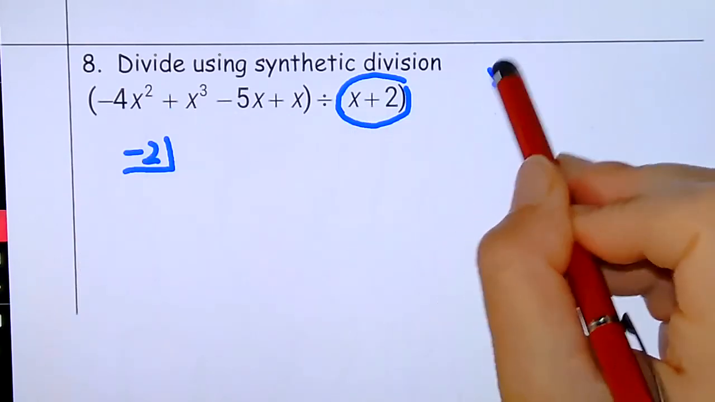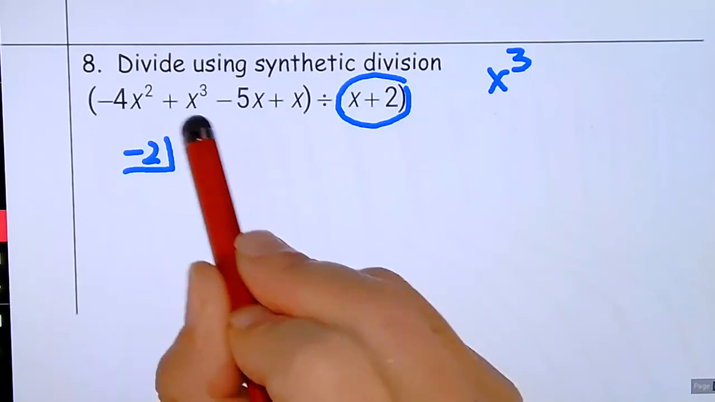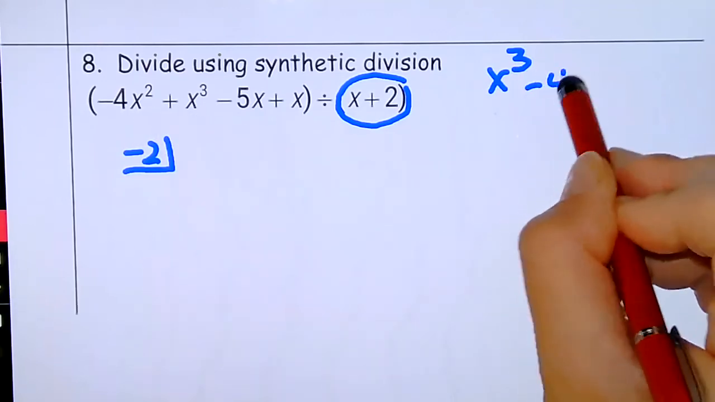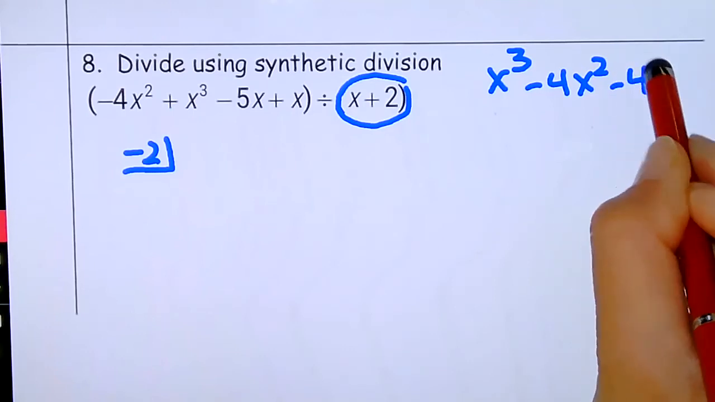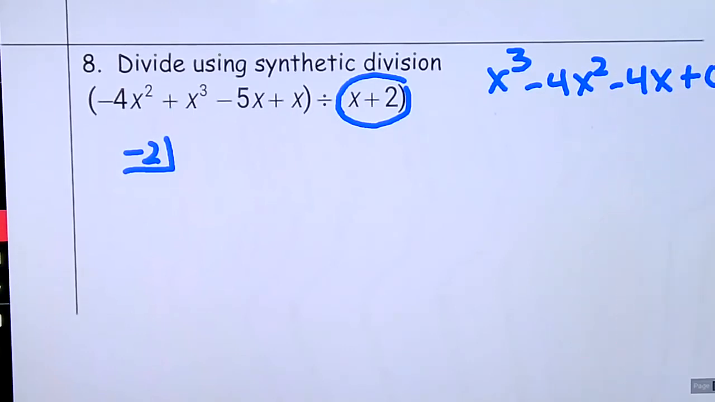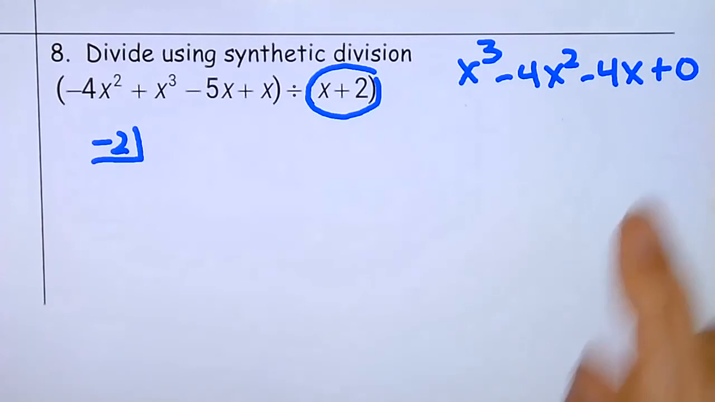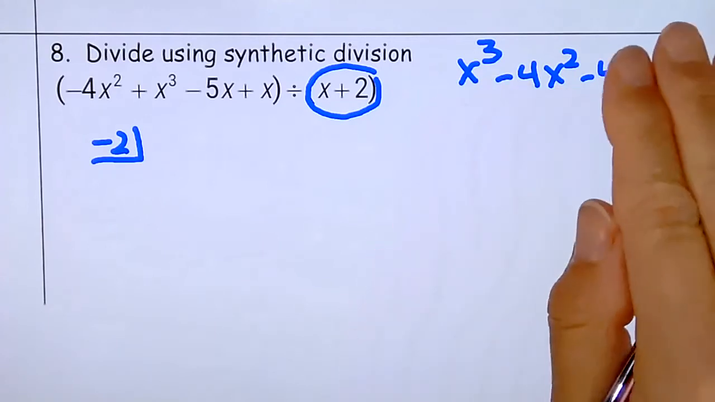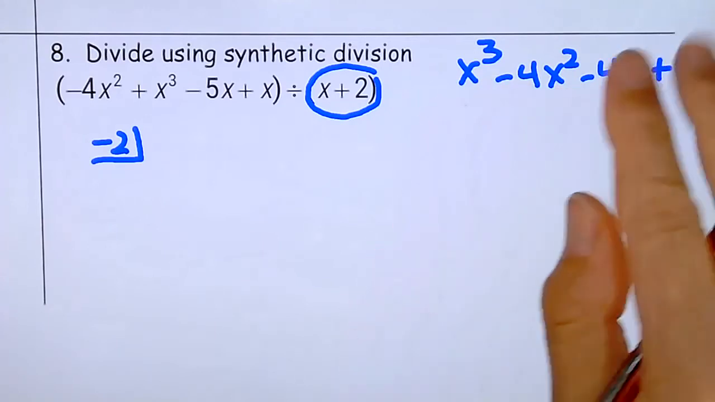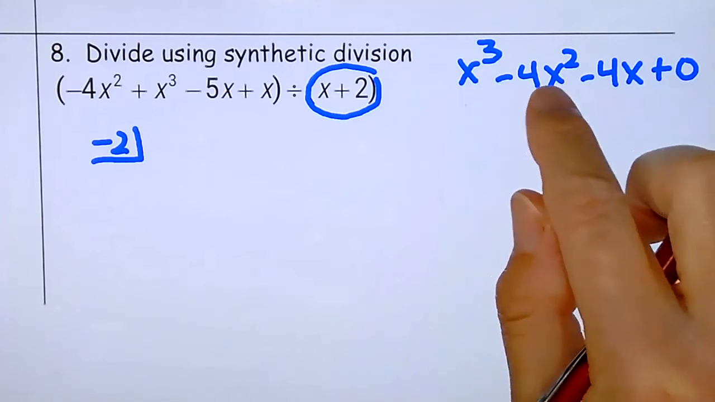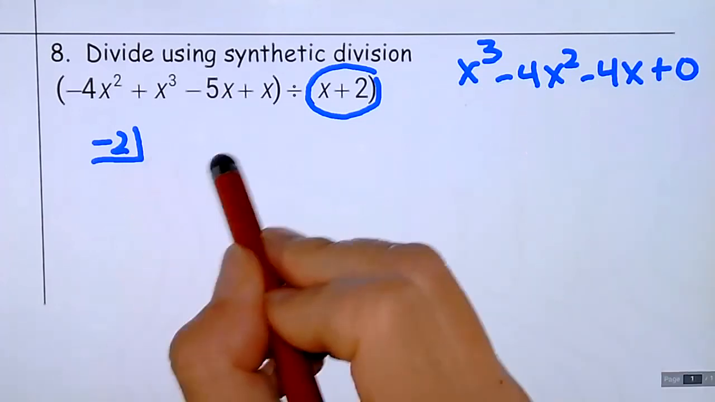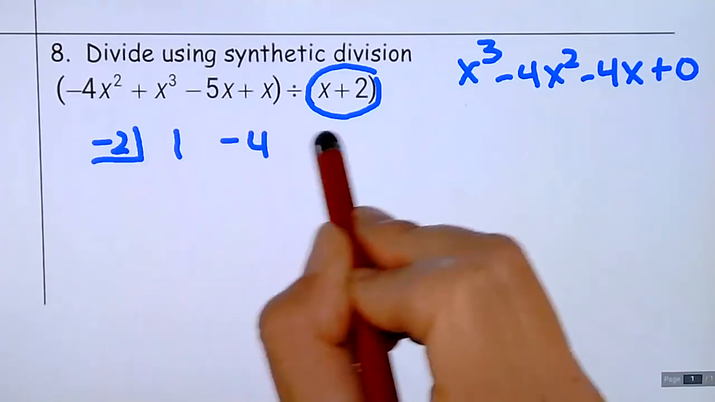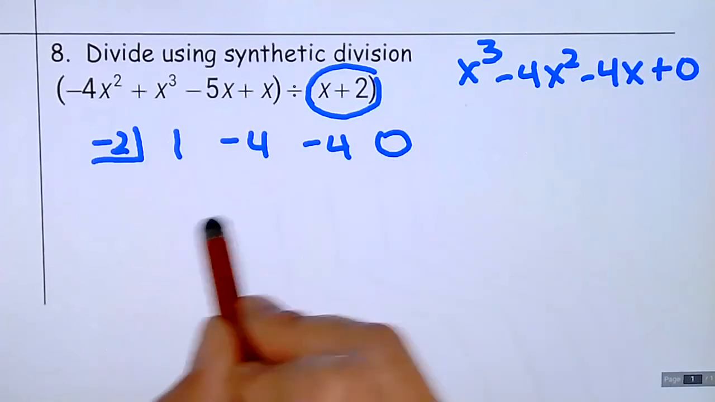Now here, you want to make sure that we clean this up. I'm going to write it as an x cubed. You want it in descending order. It is a negative 4x squared. And then a negative 5x and an x is a negative 4x. And then you need to save your 0, your constant. So you got to put a plus 0 there. Otherwise, if I just wrote the numbers, I might think it's an x squared, 4x, and a minus 4, and it's not. So you got to put the 0. So I'm going to go 1, negative 4, 0.